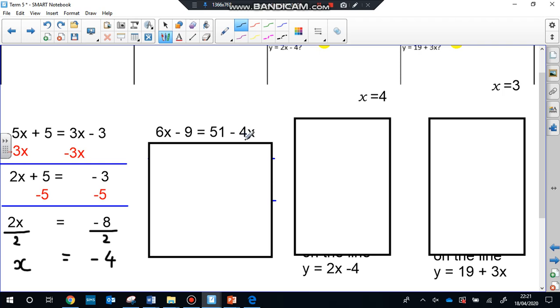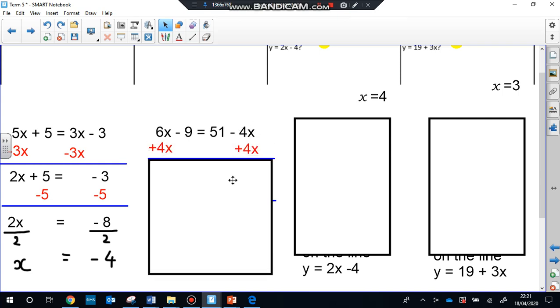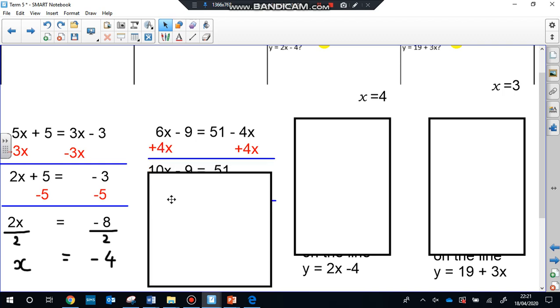So minus 4, I would need to add 4 to get to 0x. So I'm going to add 4x here to cancel that out. Minus 4, add 4 gets me to 0, but I can't just do it on this side, I've got to do it to this side as well. So I get 6x plus 4x gives me 10x. The minus 9 isn't touched, that stays there. The 51 stays as it is, and minus 4x plus 4x gives me no x's.